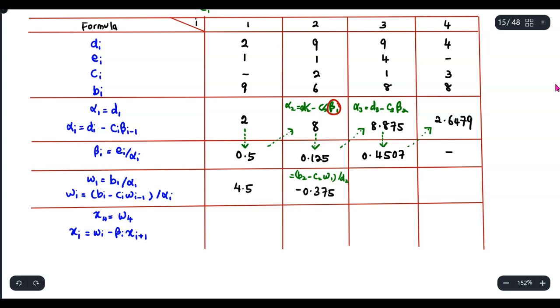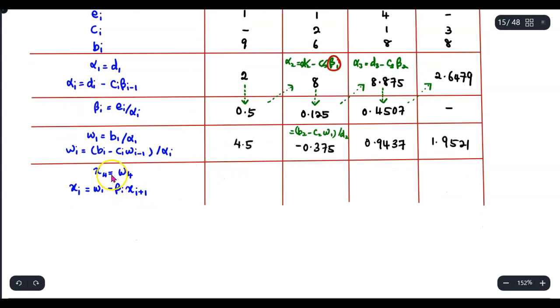Okay, so similarly for W3, we have B3 minus C3 W2 over alpha 3. So all of them are known values, so it should be no problem. But just be careful when you pick up the values from the table. So this is 1.9521. All right.